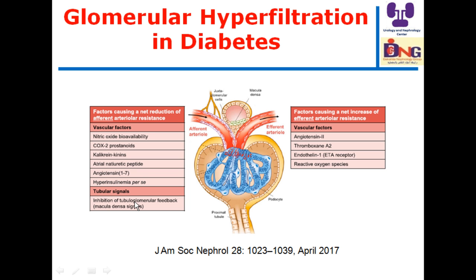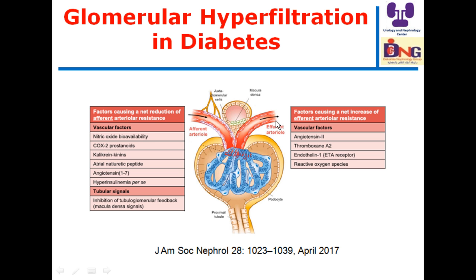And tubular signals like inhibition of tubuloglomerular feedback and macula densa signals, because in type 2 diabetes there is increased expression of sodium glucose transporter 2 in the proximal convoluted tubules, leading to increased reabsorption of glucose, and with the glucose, increased reabsorption of sodium. This means that the level of sodium reaching the macula densa is reduced, and this leads to imbalance of the tubuloglomerular feedback, leading to afferent vasodilatation.